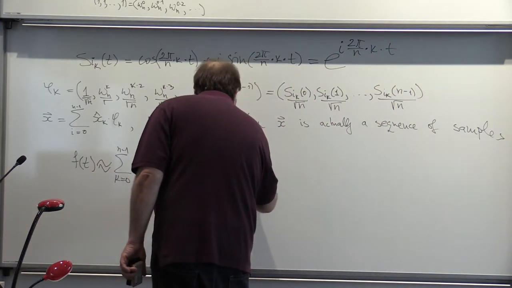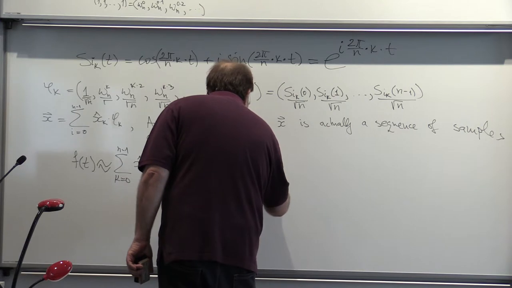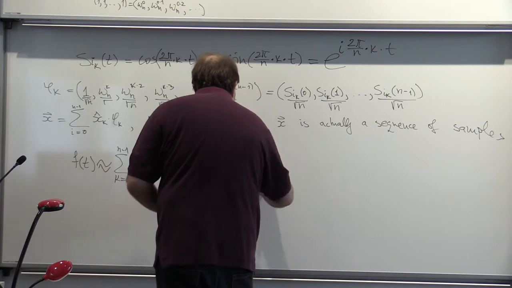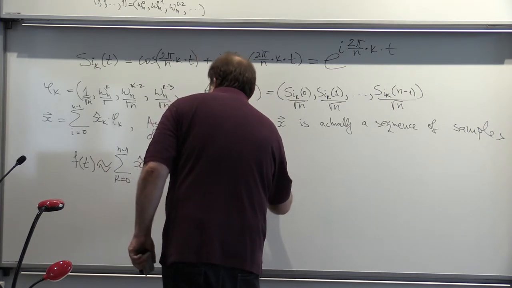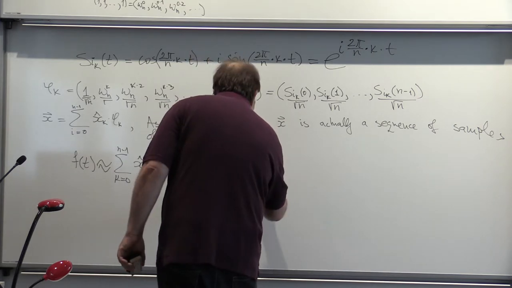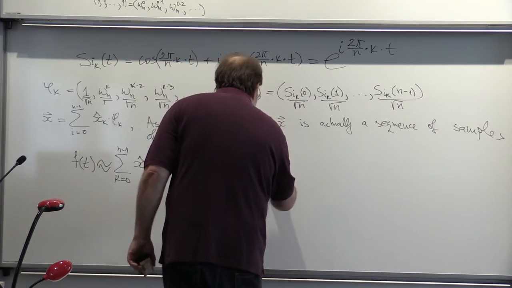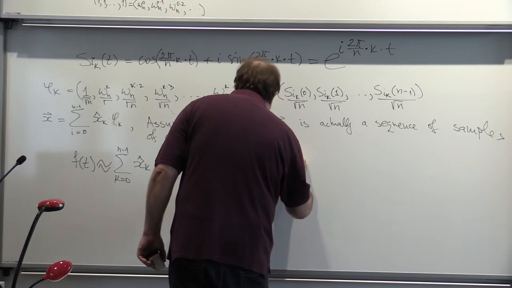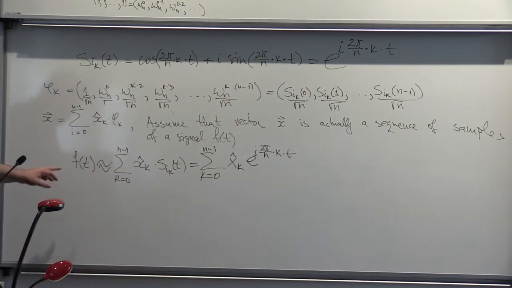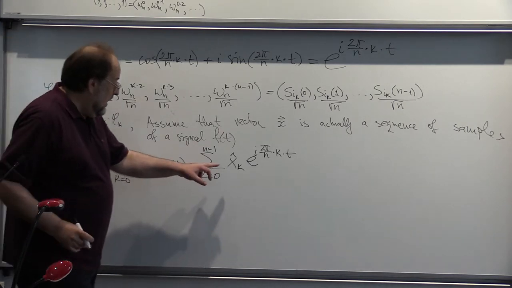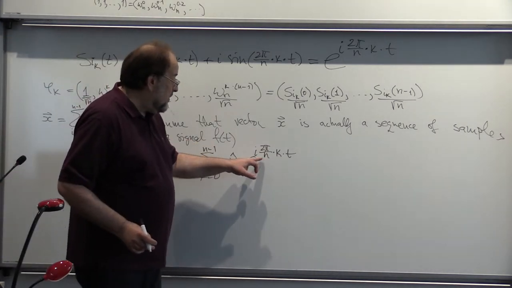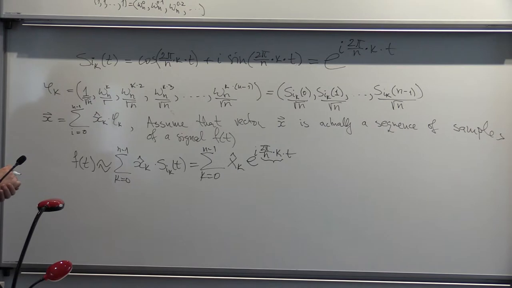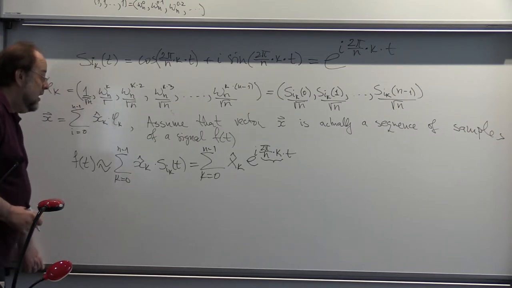So it's x k hat, and then instead of this, I will write e to the i 2 pi divided by n times k times t. So we approximated our signal as a linear combination of complex sinusoids of these discrete frequencies. Right? Of course, how do we find x k hat?